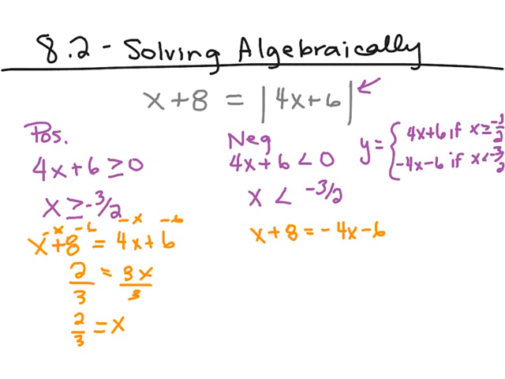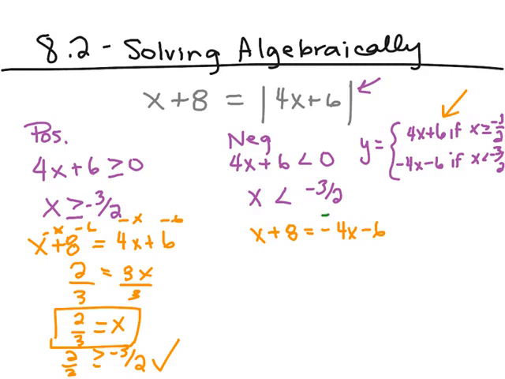Next, we're going to check to see if it is extraneous. If it is extraneous, it won't meet these conditions. So 2 over 3 is greater than or equal to negative 3 over 2. Because this is true, we know that this is a real root.